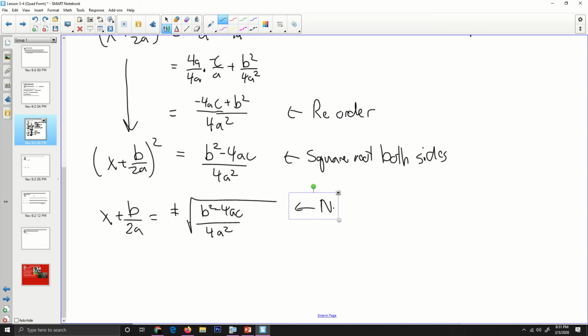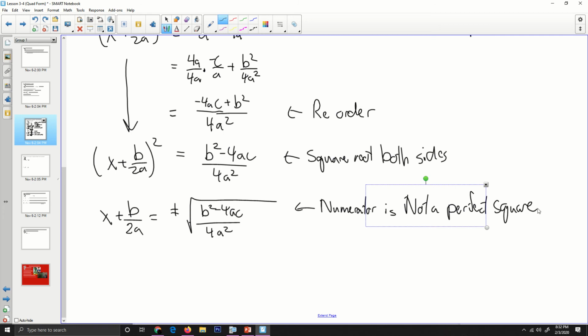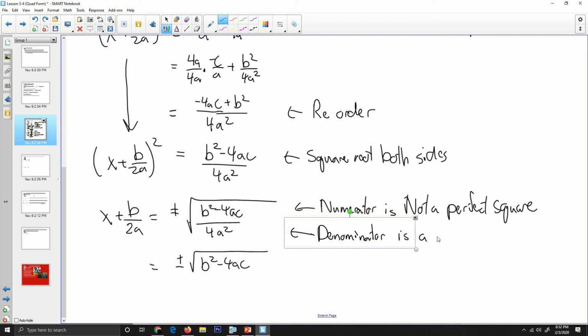Now the numerator is not a perfect square. In fact, we can't do anything with it. So we're going to leave that plus or minus there, and we're going to go b squared minus 4ac, and we're going to leave that on the top. But the denominator is a perfect square. So we can take the square root of that. The square root of 4 clearly is 2, and the square root of a squared is a.